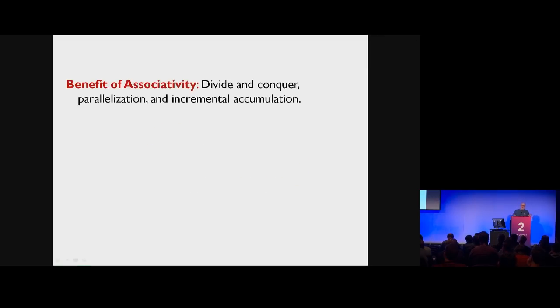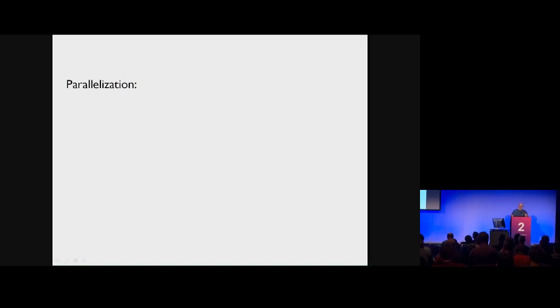Now the associativity, the benefit of associativity, there's all sorts of things: divide and conquer, parallelization, incremental accumulation. I'll talk about parallelization right now. So parallelization means that you can take a bunch of stuff and you can spread it out over multiple CPUs or multiple machines or whatever.